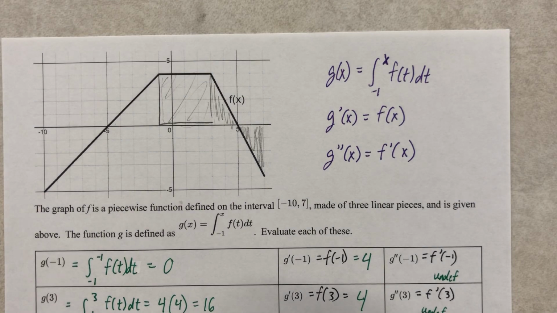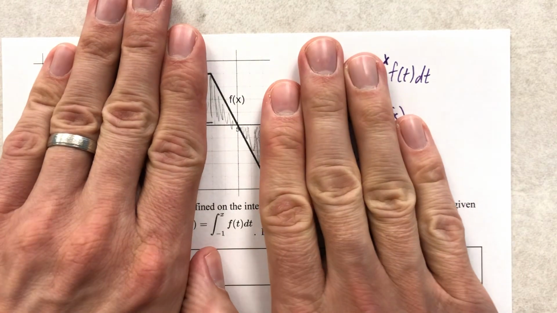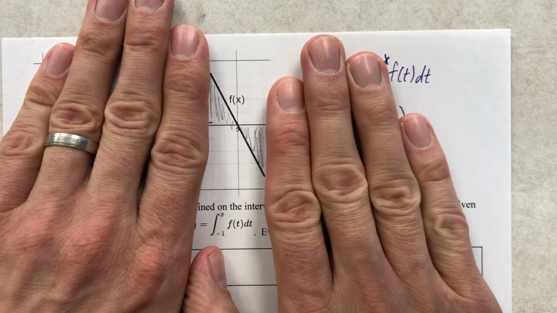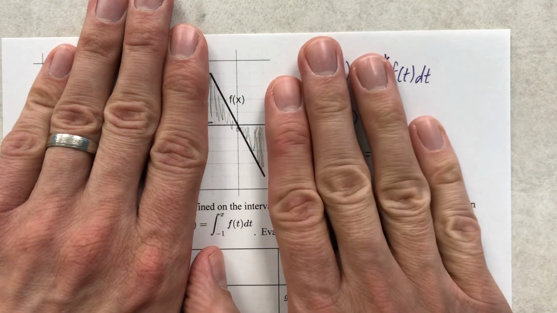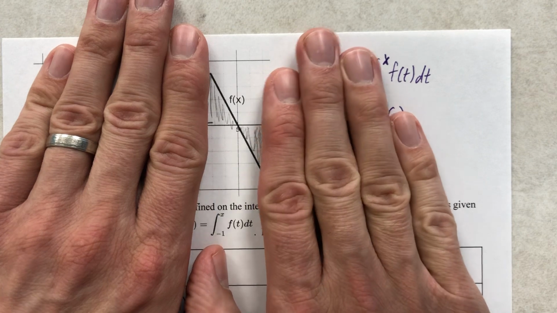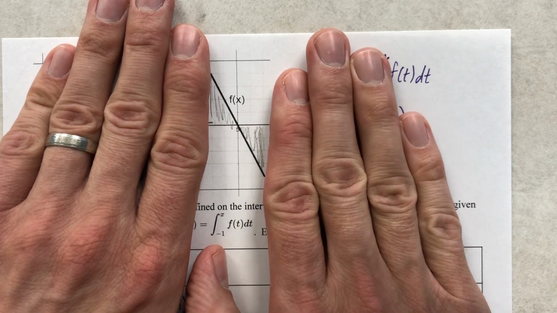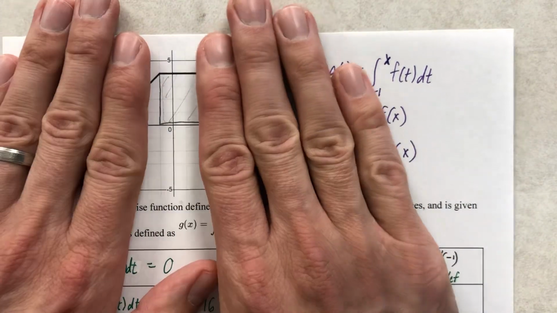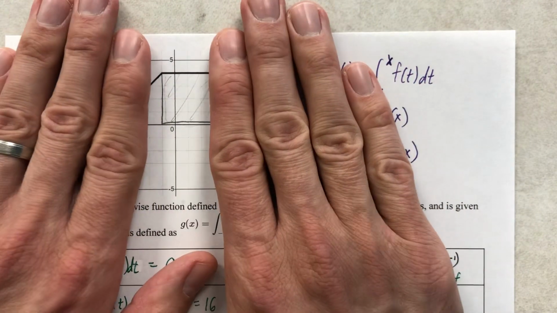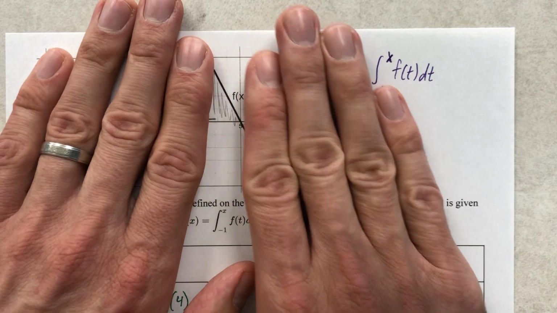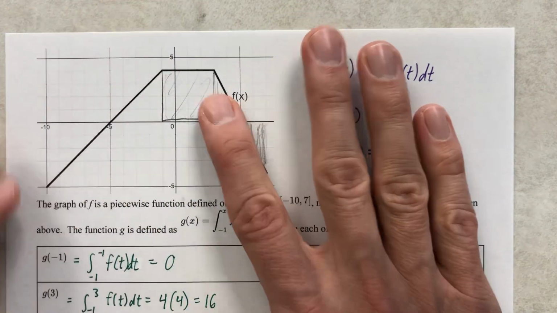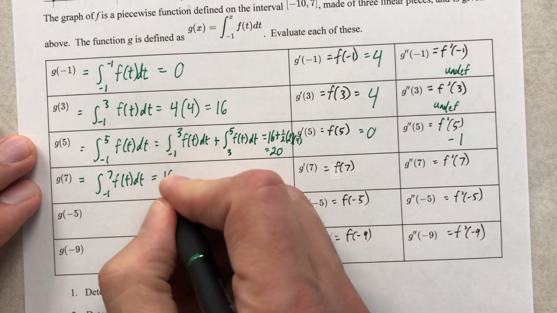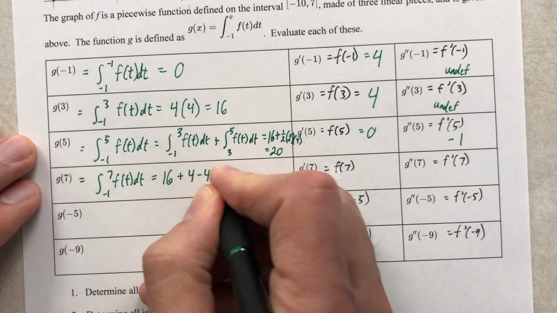You know what's about to happen, I hope. These two areas are exactly the same. But in the process of figuring this out, this one's positive and this one's negative, and they will cancel each other out, okay? So I'm going to write some stuff that'll lead us to the answer of 16, but it's really 16 plus 4 minus 4. These two have the same area, but they're opposite signs. So 16 plus 4 minus 4 equals 16.